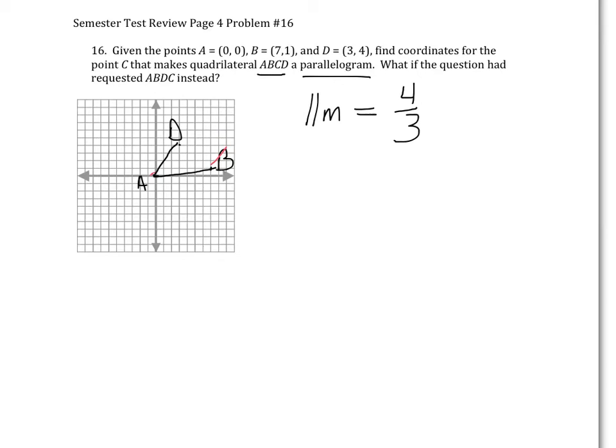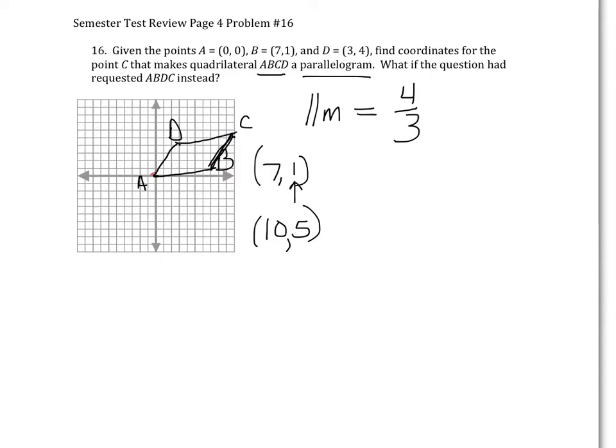So if I go up 4, okay, B is already at 7, 1. So its height is at 1. I need to go up 4. So I know that it's going to add 4 more to that, so it's going to end at a height of 5. But then I also know that I need to go to the right 3. So right now I'm at 7. If I add 3 to that, I'll go to 10. So up 4 over 3 is going to get me to the point 10, 5. So B to C, right there.